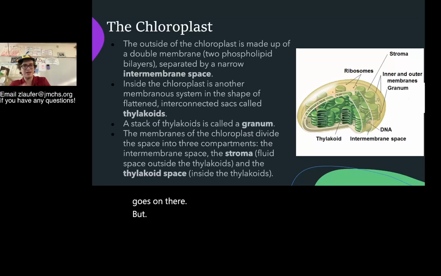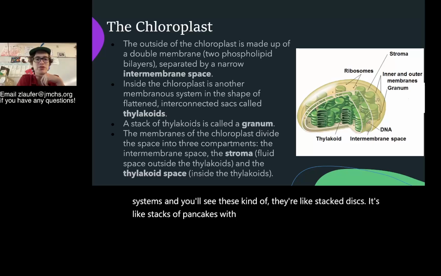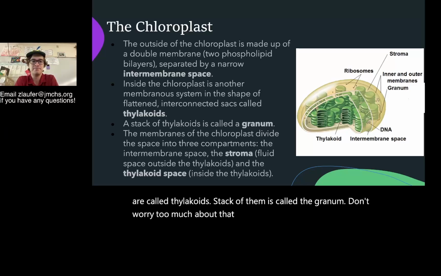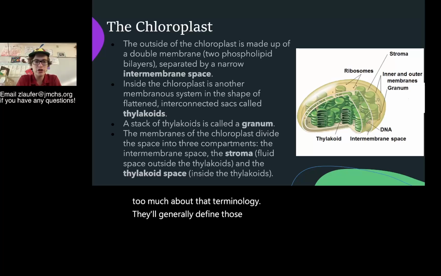But inside the chloroplast, we have another bunch of membrane systems, and you'll see these, they're like stacked discs. It's like stacks of pancakes with syrup connecting them, almost. These are called thylakoids. A stack of them is called a granum. Don't worry too much about that terminology. They'll generally define those terms and terms like that for you.